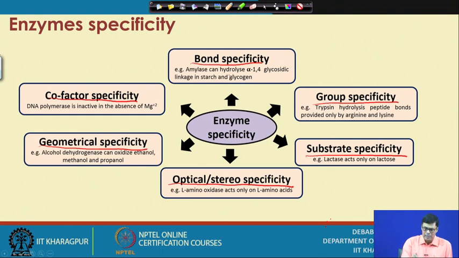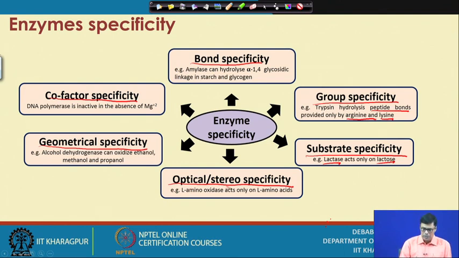For example, amylase can hydrolyze the alpha 1,4 glycosidic linkage, because you might know that alpha amylase acts on the starch molecule. What is starch? Starch is a polymer of glucose bound together with the help of alpha 1,4 linkage. Now, group specificity: trypsin hydrolyzes the peptide bond provided by arginine and lysine. Then substrate specificity: lactase acts on lactose. I have given another example of substrate specificity: glucose isomerase acts on glucose. It cannot act on lactose or fructose.